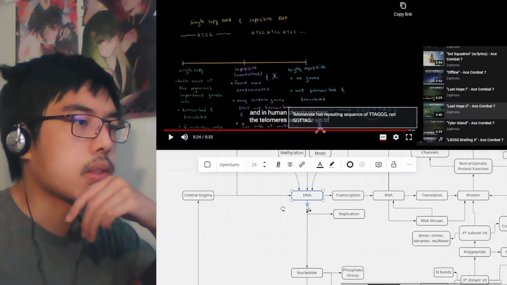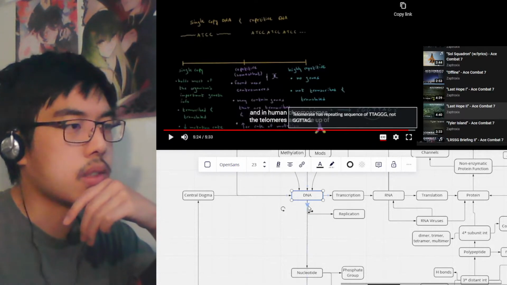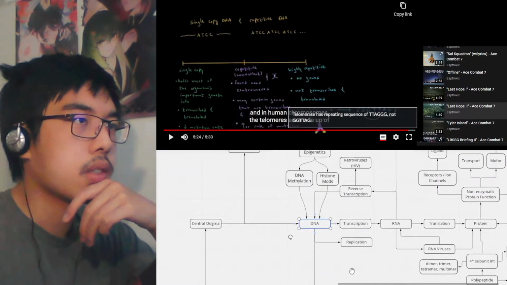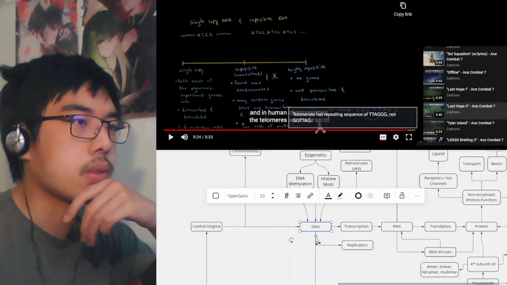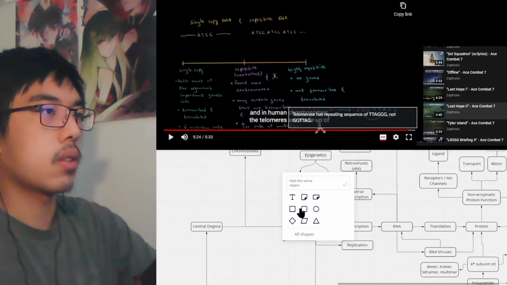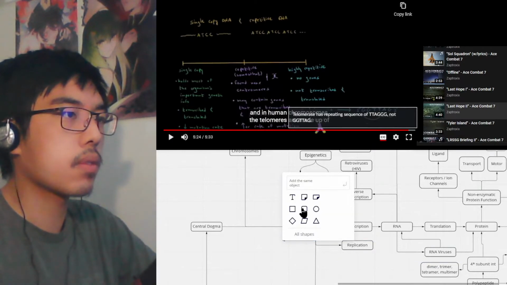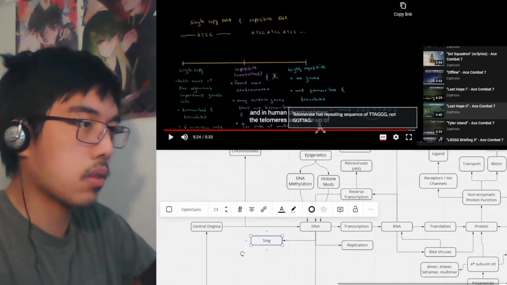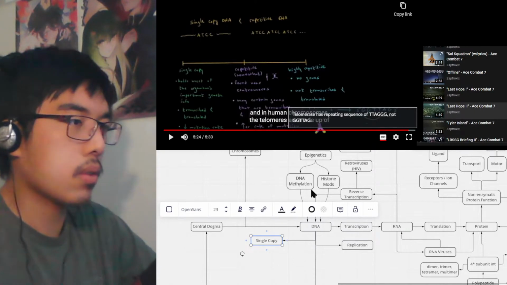Let's see. Single copy, repetitive. I guess we can put that here, so like single copy and repetitive.